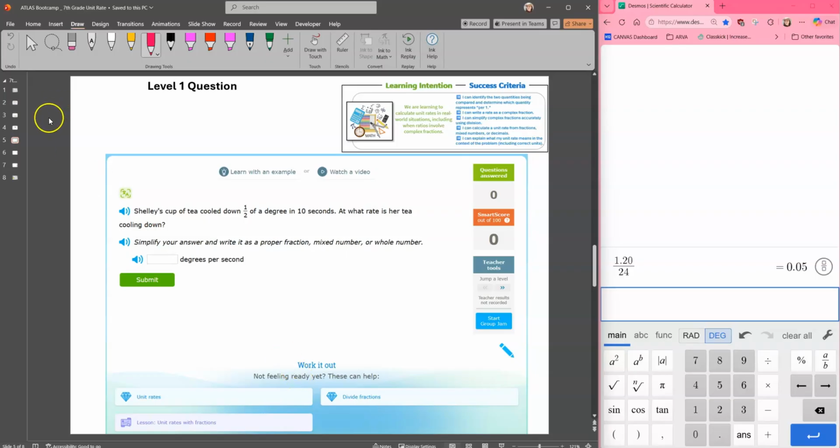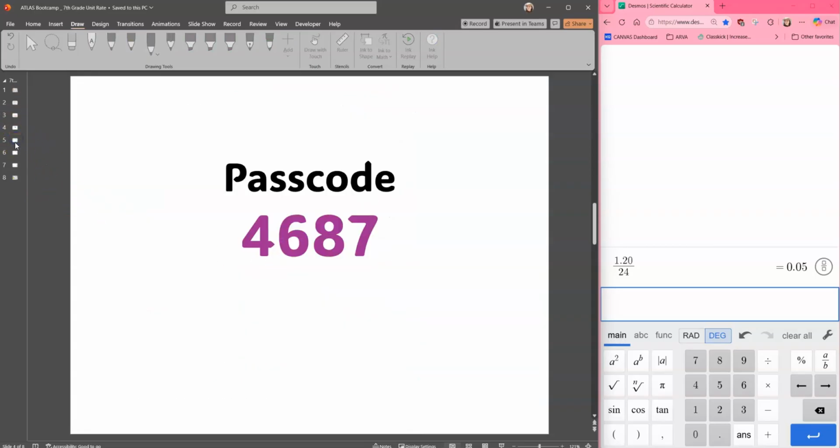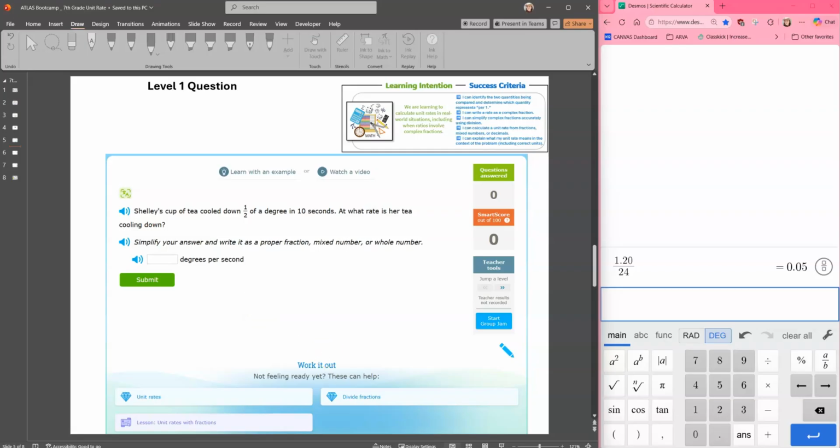This is your IXL skill practice 5-7X. When you get in here, there's a couple things that you need to pay attention to. The first thing is this right here. This SMART score is telling you how you are being successful with this skill. It's specifically about this skill. And if you have a SMART score of 80, that means you know enough about that skill to use it. Your goal is always to have a SMART score of 80.